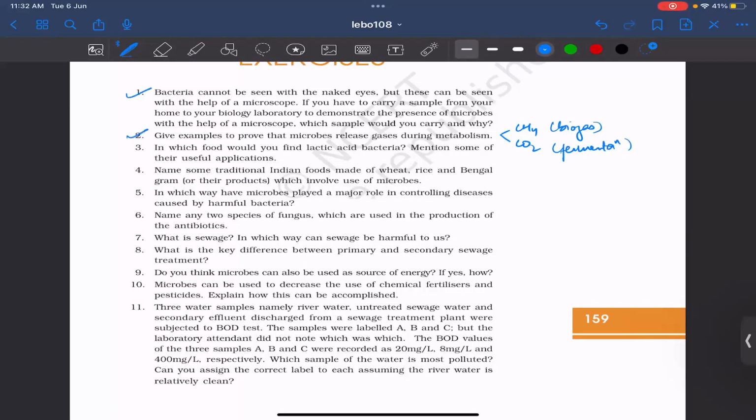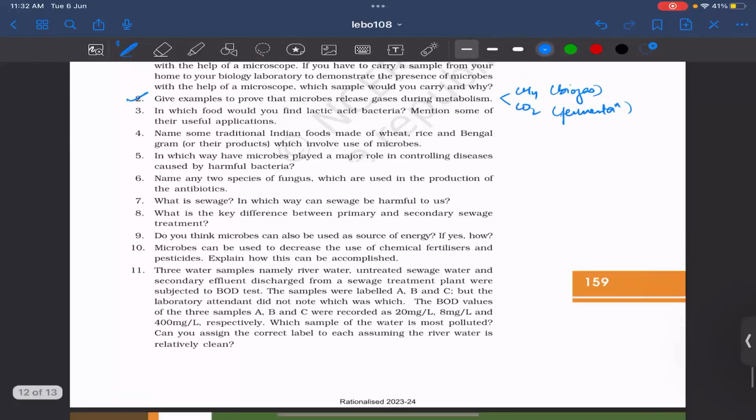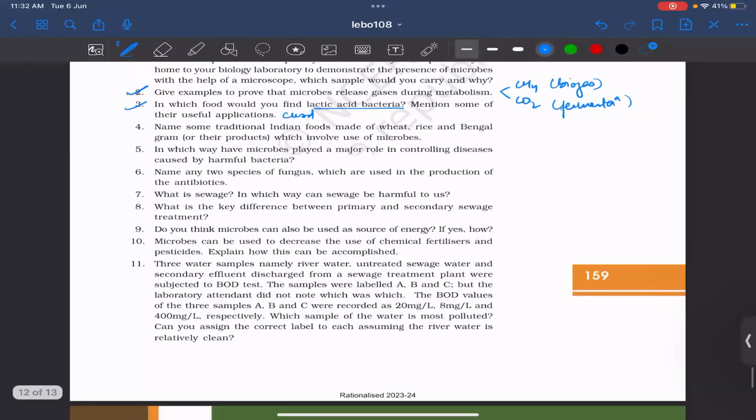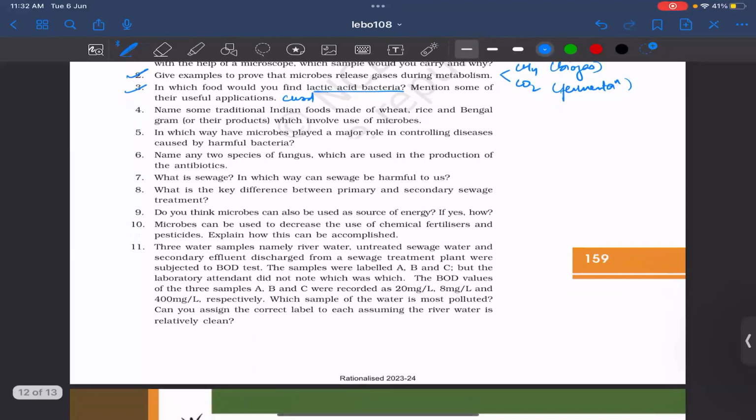So this is done. Next, where will you find the lactic acid bacteria and their useful application? Obviously, curd formation. Now, next we'll go to traditional applications from some food items. From wheat, there is formation of bread and cake. From rice, there is formation of South Indian food, that is dosa, idli, uttapam. Then we have Bengal gram, dhokla and khaman made from wheat.